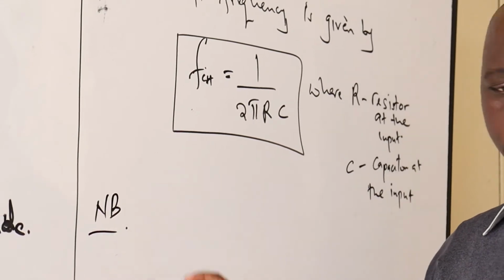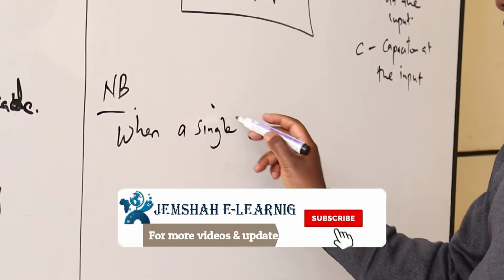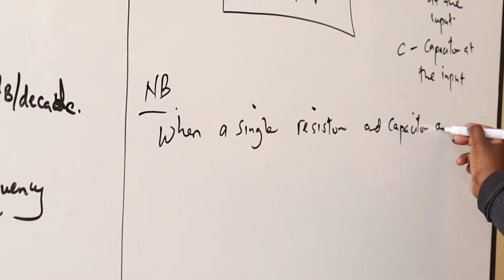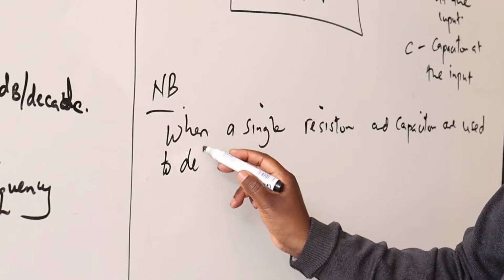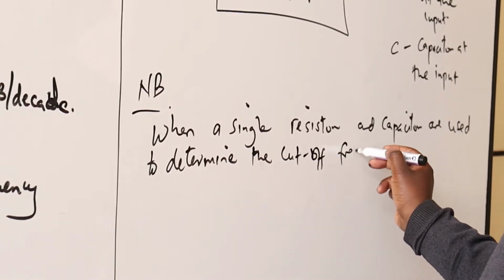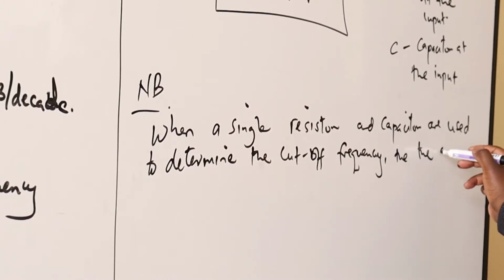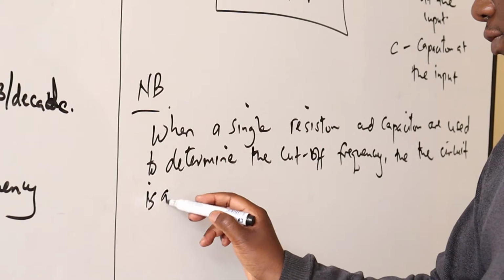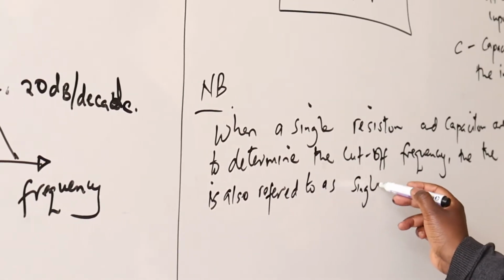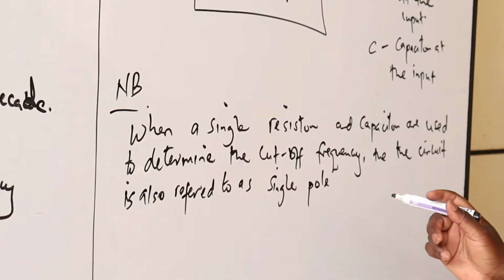Let us take note of this. When a single resistor and capacitor are used to determine the cut-off frequency, then the circuit is also referred to as a single pole low pass filter.